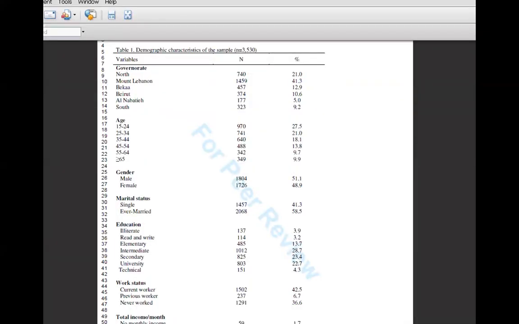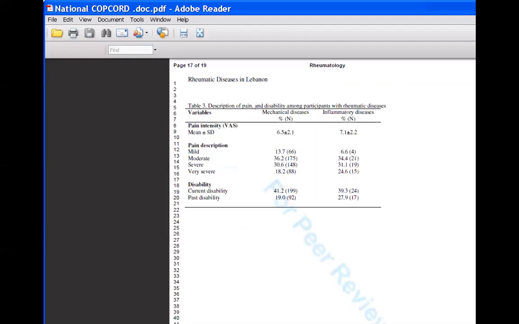These are just illustrative tables. This one is just profiling the sample, the demographic characteristics of the sample. These are the main socio-demographic variables. This is another, again, descriptive table, describing pain and disability among participants with rheumatic diseases.